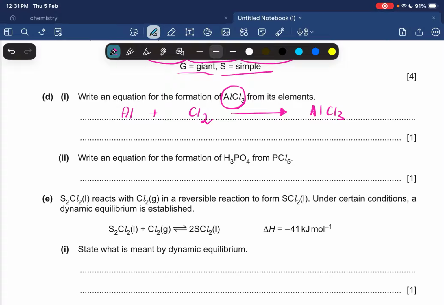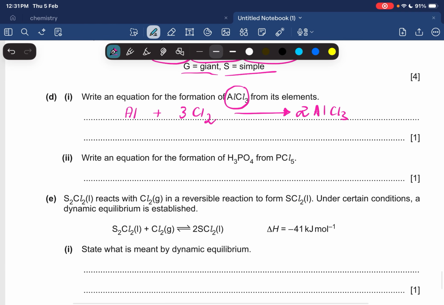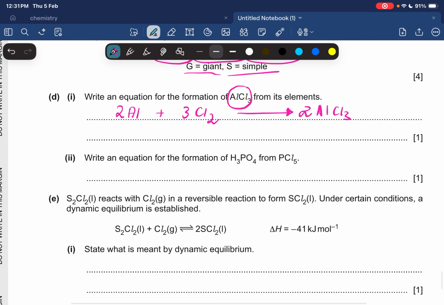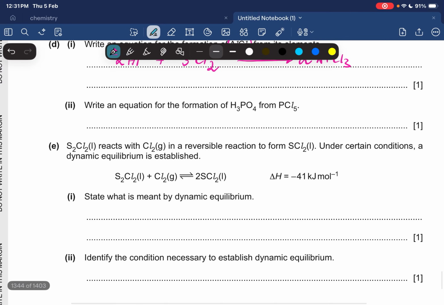Balancing is the main part over here. So over here comes a 2, over here comes a 3, and over here comes a 2. So gotta balance it out, otherwise you're not good to go.